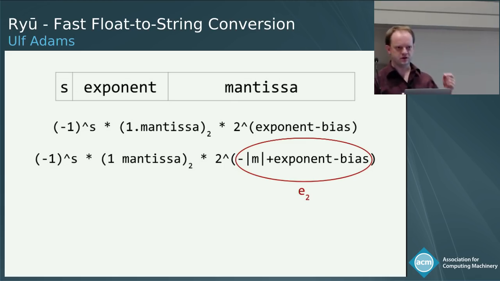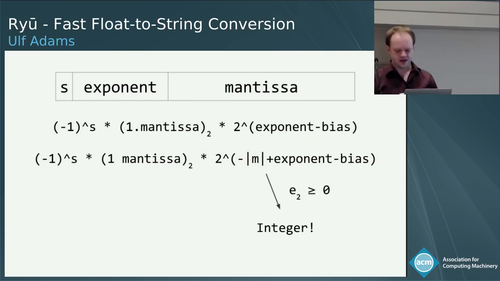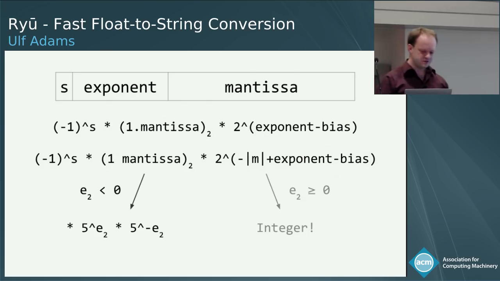If E2 is a positive number, then we have an integer. We're done. Great. If this is a negative number, then we multiply this by 5 to the power of E2 times 5 to the power of minus E2. So what happens here? Let's look at the example again. Let me clean this up a little bit.